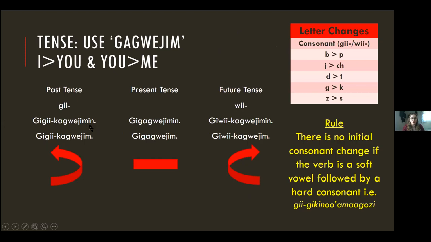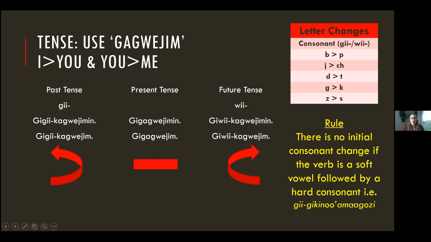So I asked you, gigi gagwejamin. Gigi gagwejam, you asked me, past tense. Present tense, gikgwejimin, I'm asking you. Gikgwejim, you're asking me. Future tense, gikgwejimin, I want to ask you or I will ask you. Gikgwejim, you will ask me or you want to ask me.